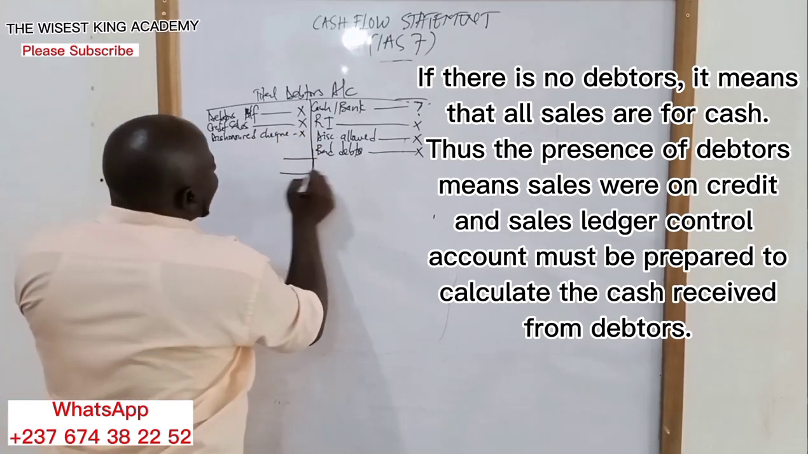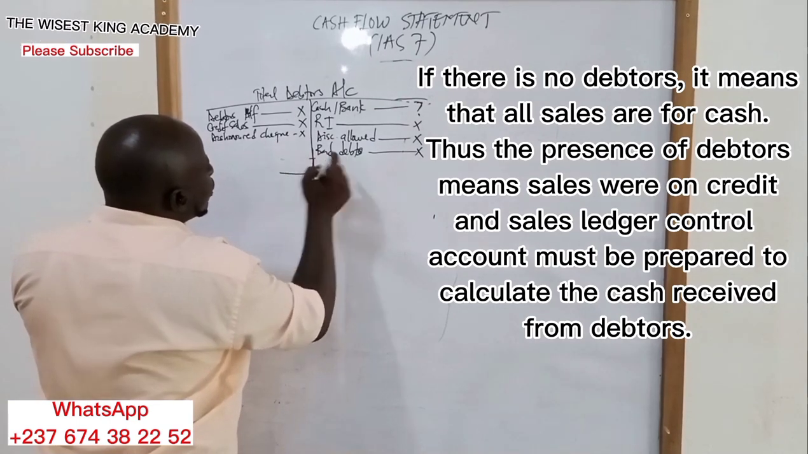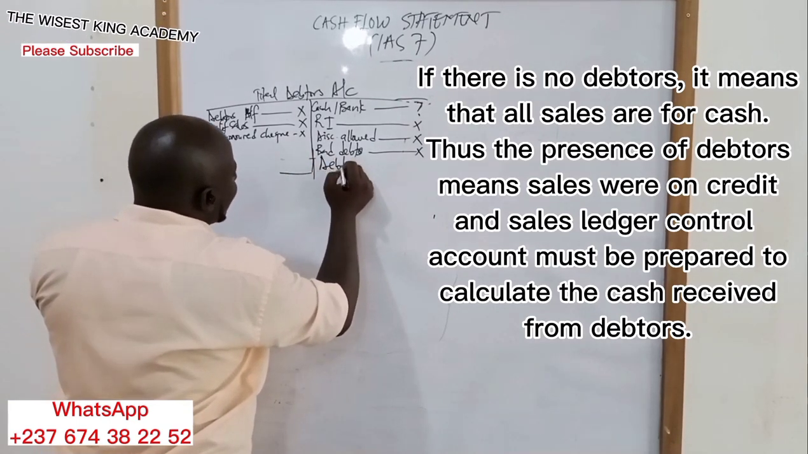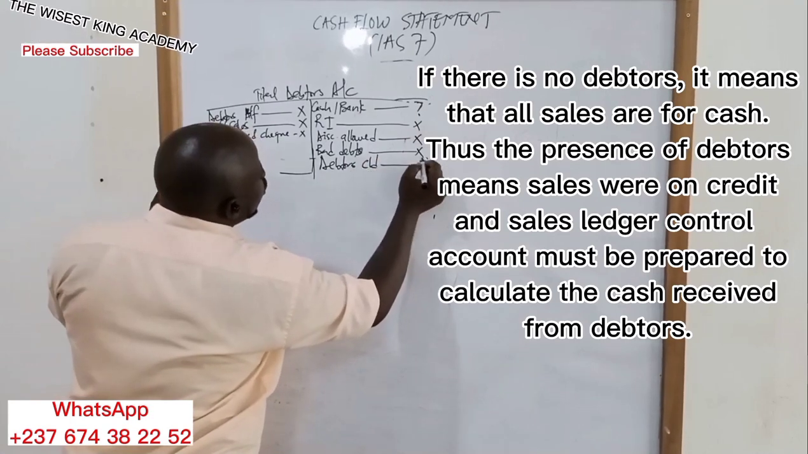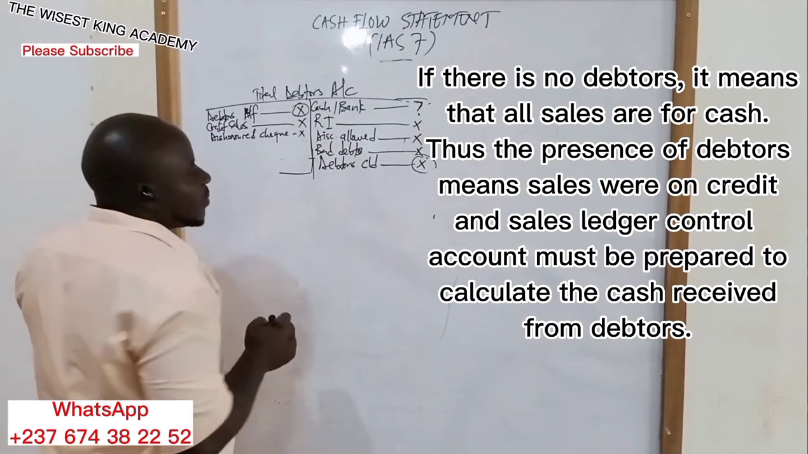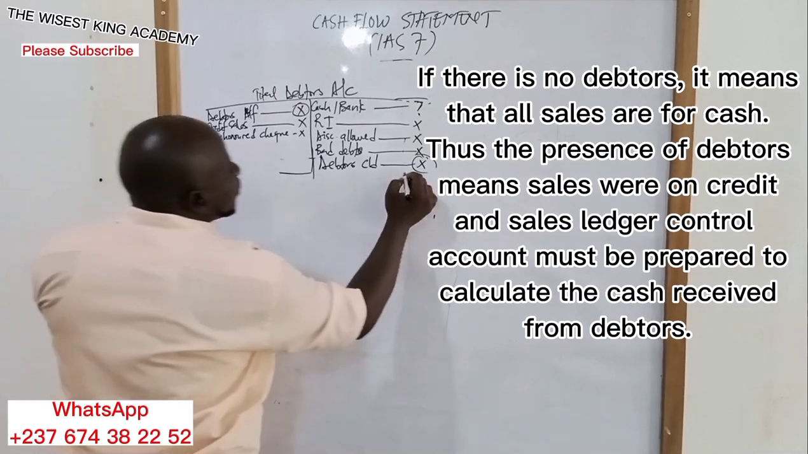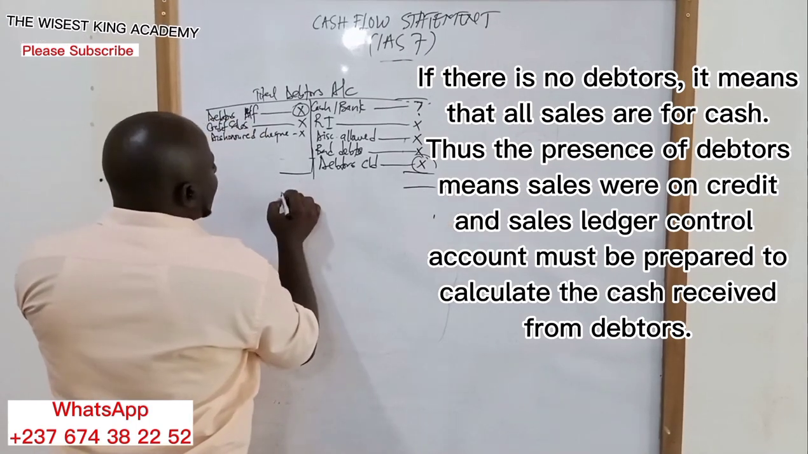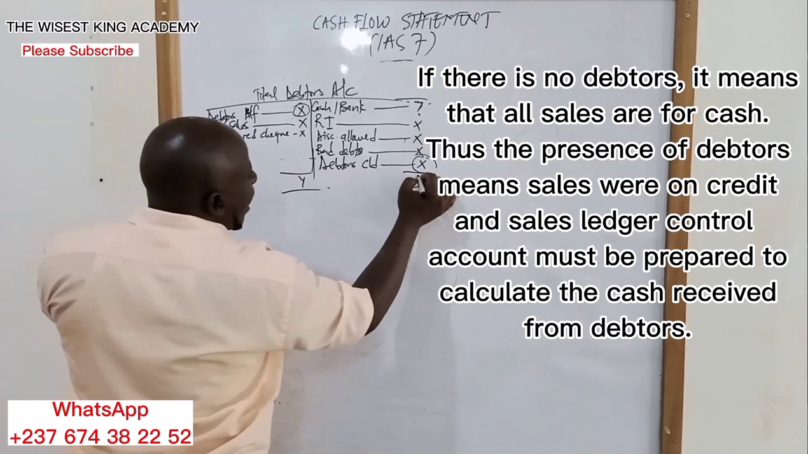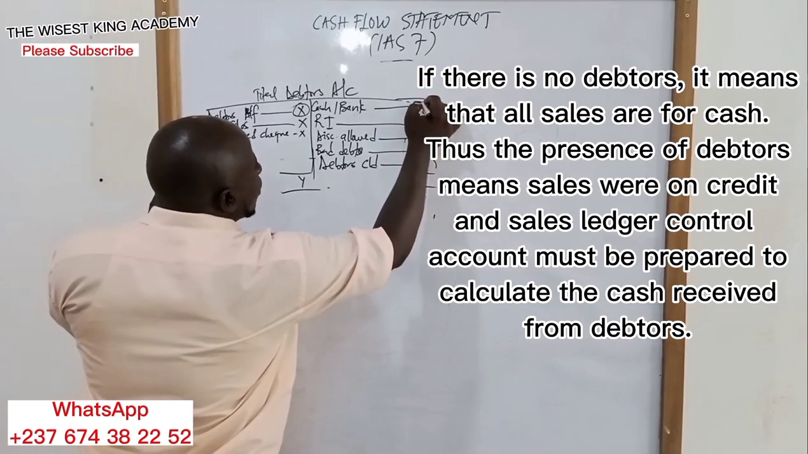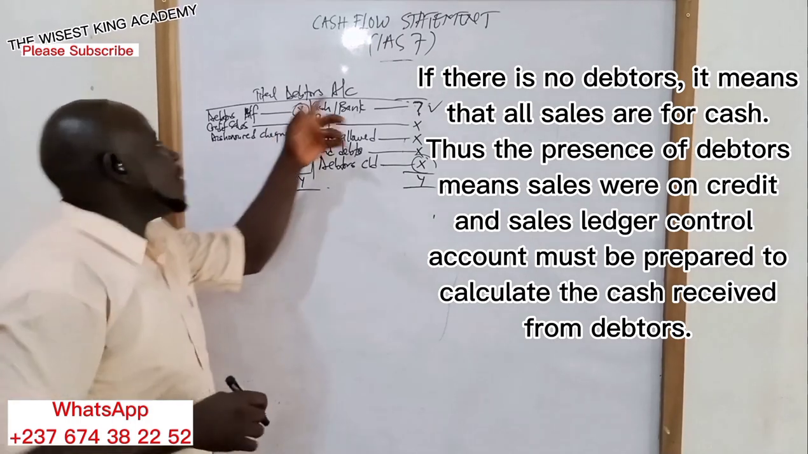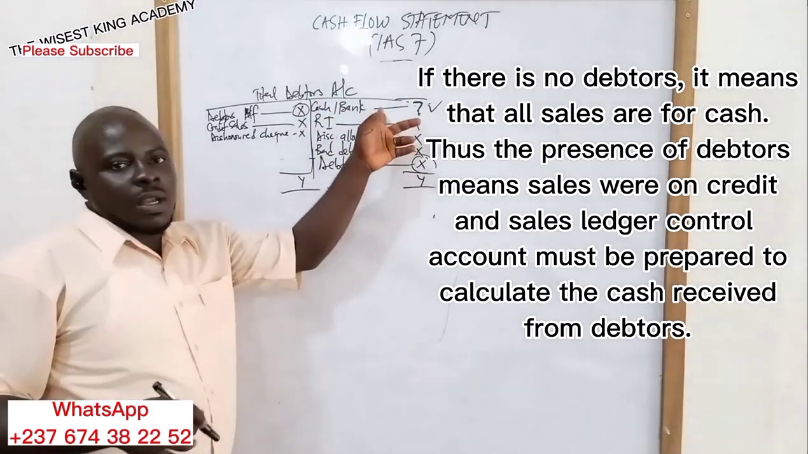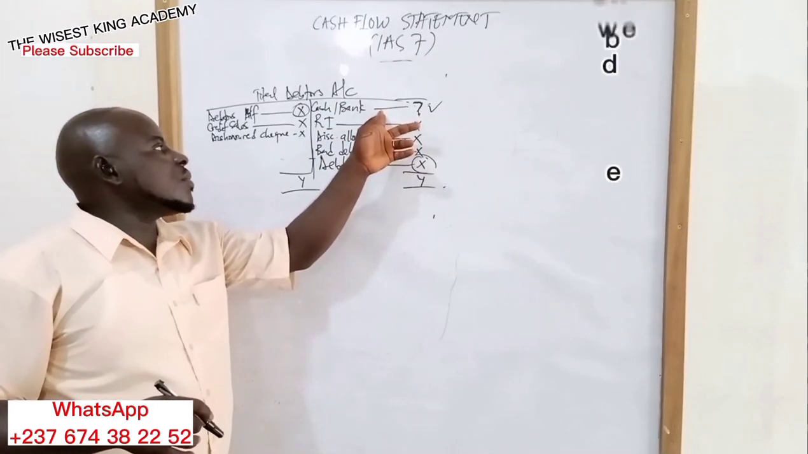Now, this account was balanced. Sorry, before we close it, we have debtors carried down. That's the closing debtors. These two values will be given in the statement of financial position. So take note. This account was balanced, so the missing figure that we are calculating here is the cash received from debtors. Cash and check received from debtors.